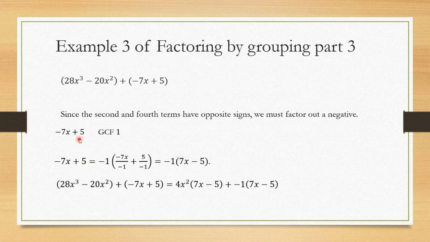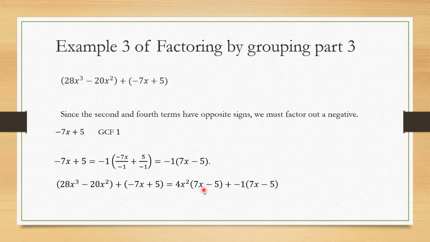Okay, so again, from the second group here, since the second and fourth term have opposite signs, you do find the GCF of the second group, but you factor out its negative, which in this case is -1. Factor it out. This is what we get. Factor out the -1. Again, we divide by -1. For the first quotient, you get 7x. 5 over -1 is -5.